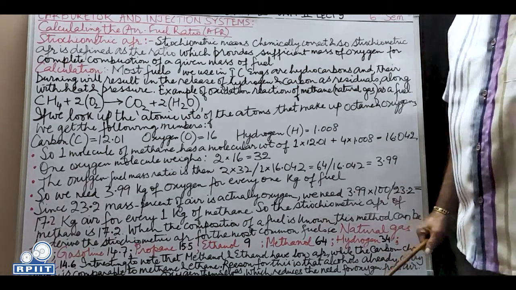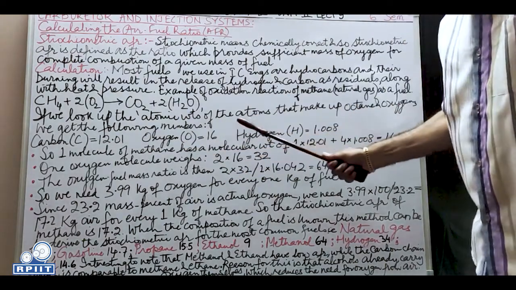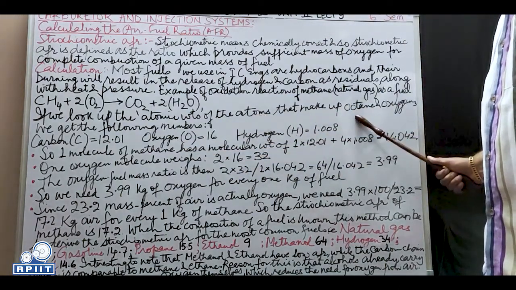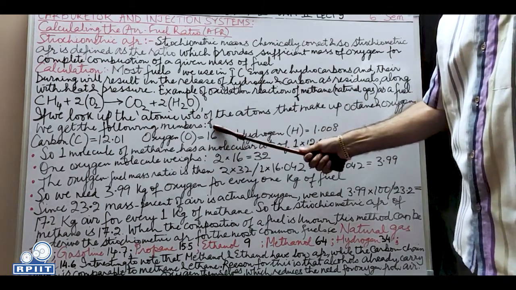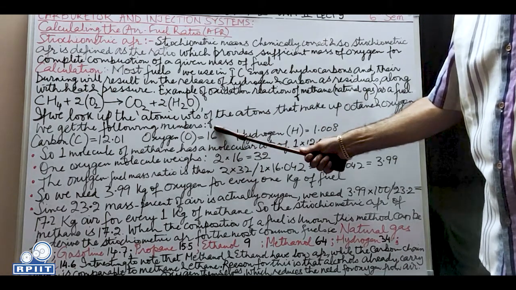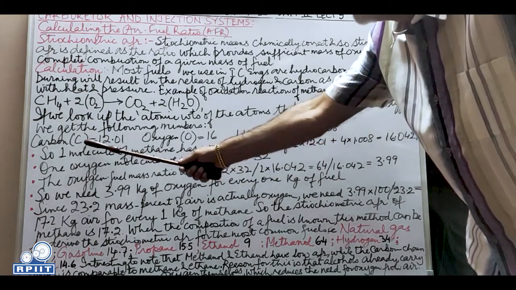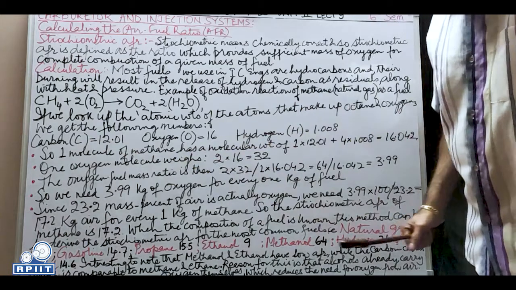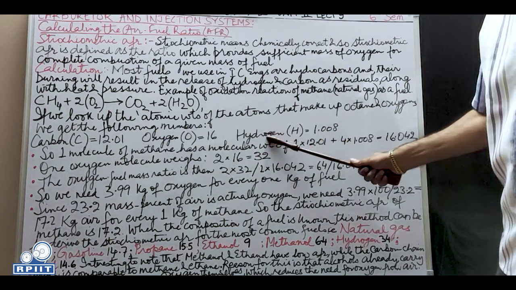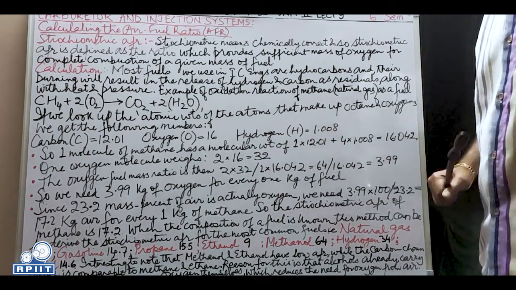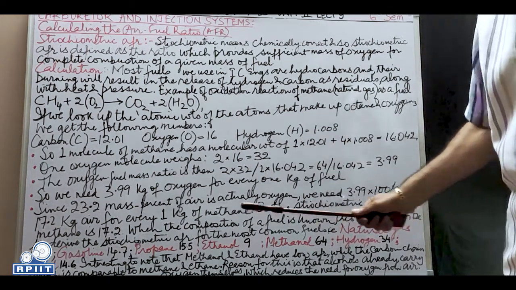Now let's calculate the AFR of methane. If we look at the atomic weights of the atoms that make up methane and oxygen, we get the following numbers. This we studied in class 9, 10 in school. We know that the atomic weight of carbon is 12.01. Oxygen is 16 and hydrogen is 1.008. We have also studied this in first semester in your college.